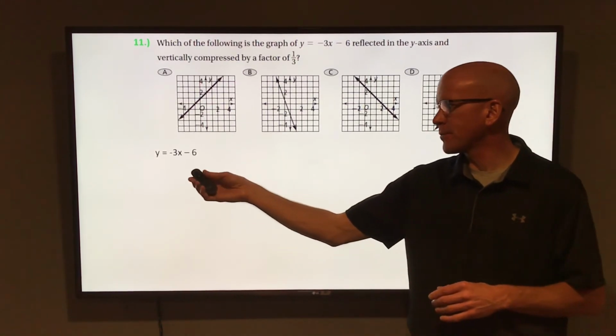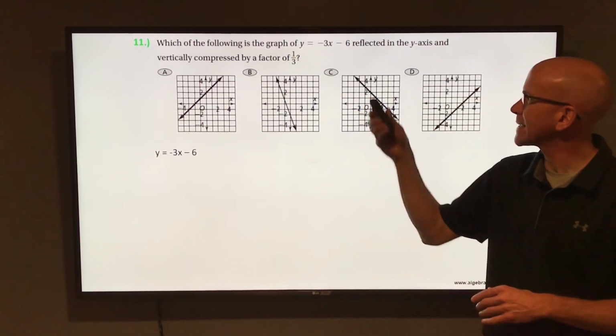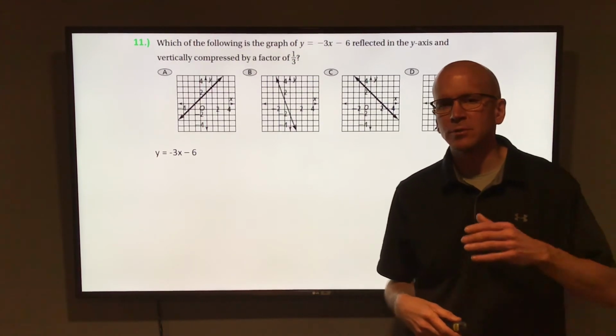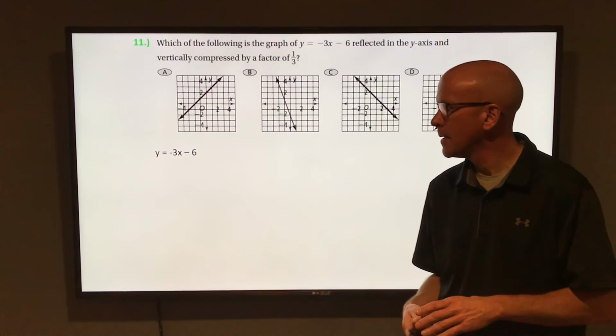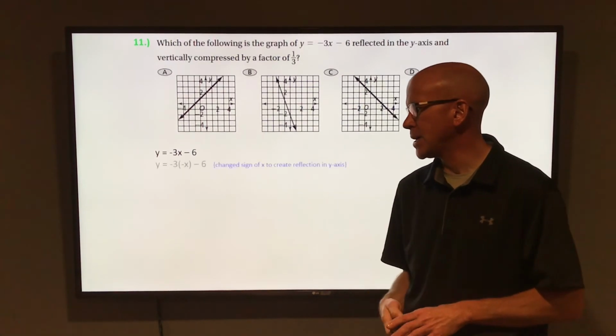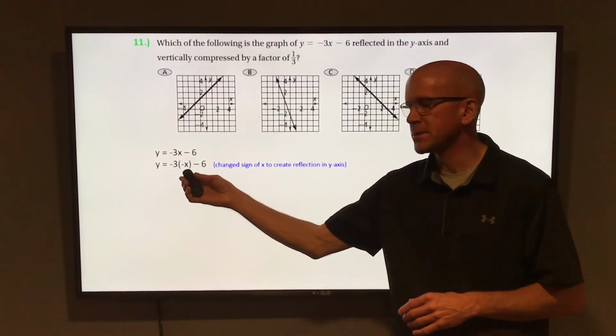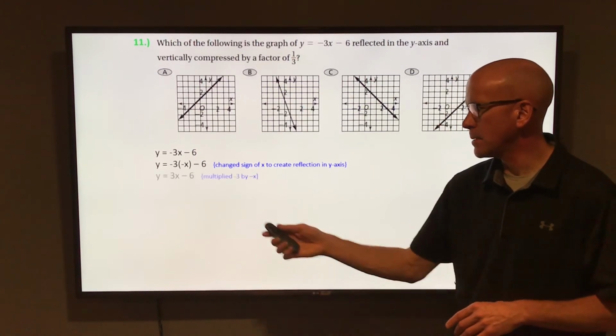So y equals negative 3x minus 6. If we are to reflect that over the y-axis, remember what happens when you reflect over the y-axis. The value of x changes signs. So take that x and change the signs. It's now negative 3 times negative x, which would end up being 3x minus 6.